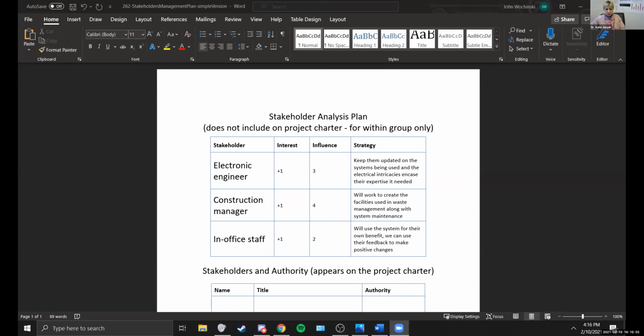Yep. And let me just keep track of the names I called. Benjamin just talked. Who else? Robert just talked. I haven't gone. I guess I could go. Go ahead, John. Maybe we ask you and then we end the discussion of stakeholders. So electronic engineer, positive interest, moderate, keep them updated on the system being used and the electrical intricacies in case their expertise is needed. Good, that's great. It's really a good example.